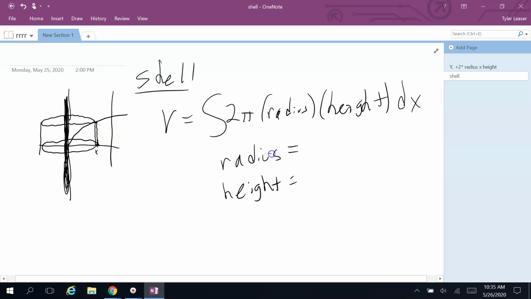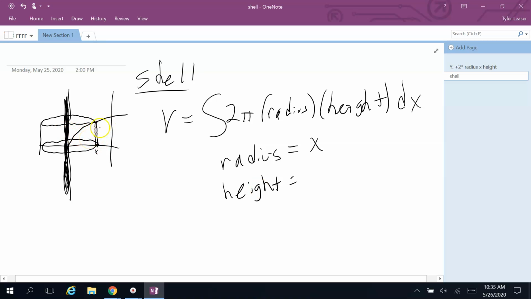Okay, radius first. The radius of the cylinder is going to be the distance from the axis of rotation to your slice. If your slice is located at x, then the radius is going to be a distance of x every single time. Well, not every time. For this question, every single time. It may differ depending on where the axis of rotation is. So the radius is just x, because that is the distance from the slice to the axis of rotation.